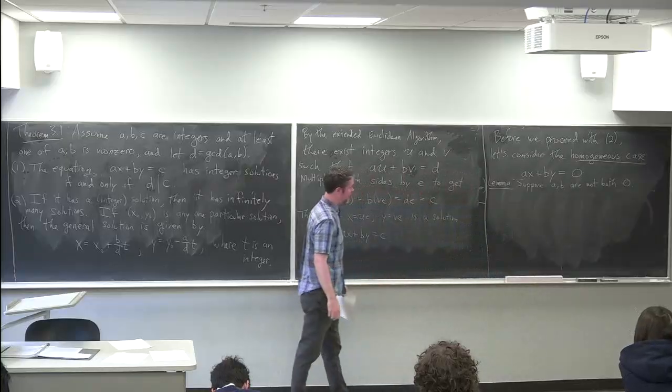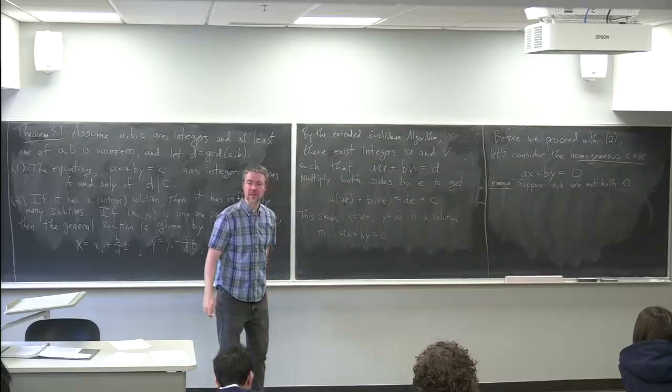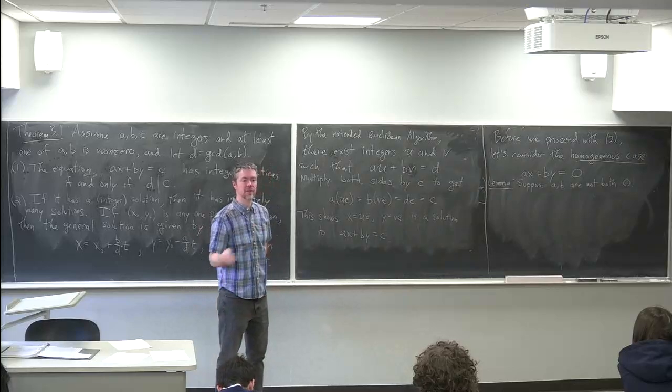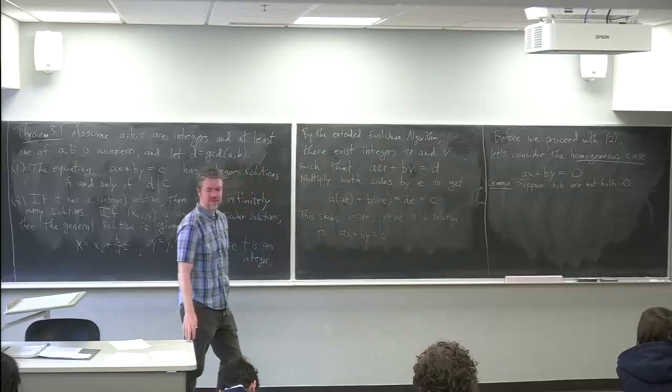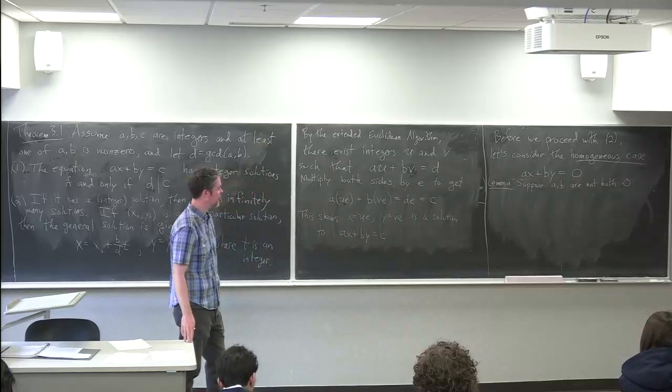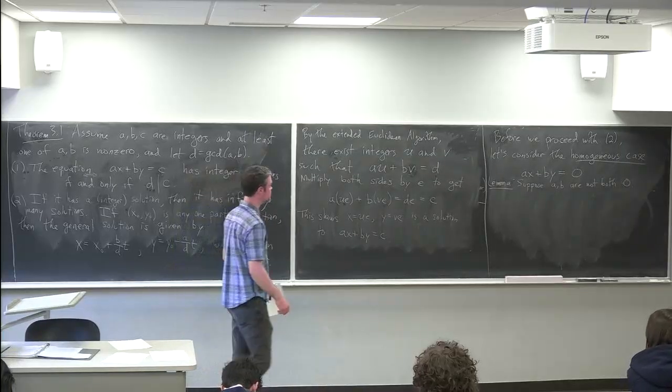In this course, we might get lazy about pointing out that things are meant to be integers because the whole context was always about integers. But I hope that's okay. But if you're ever confused, you can ask. But anyway, a and b are integers, not both 0.